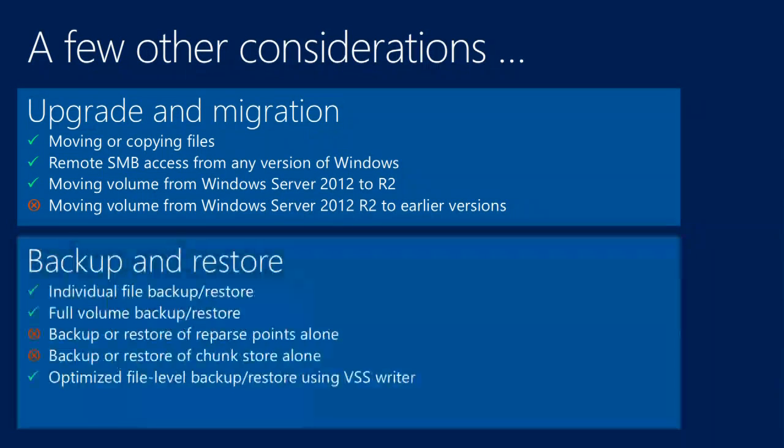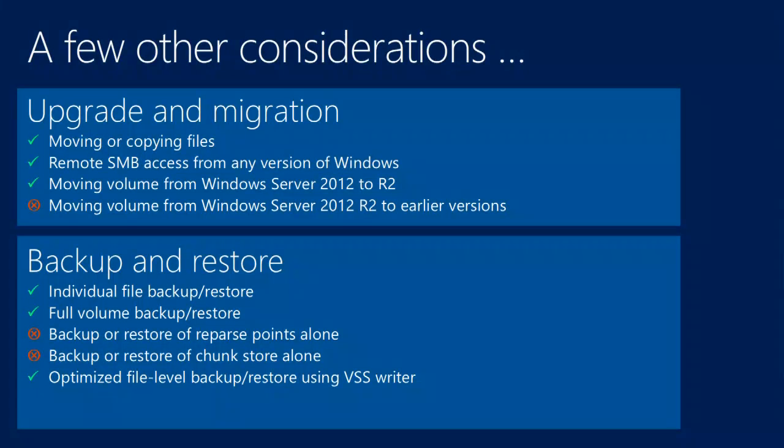And then finally, some considerations on backup and restore. You can do individual file backup and restore. It's just like writing a new copy of the file. You overwrite the file, we write it into the file system, we come through and deduplicate it again, and everybody's happy. You can do a full volume backup and a full volume restore, and that's no problem either, as long as the file system and the chunk store got backed up and restored together, everything all matches.